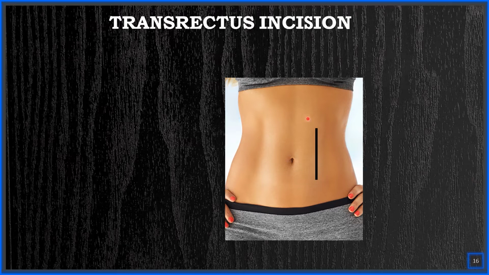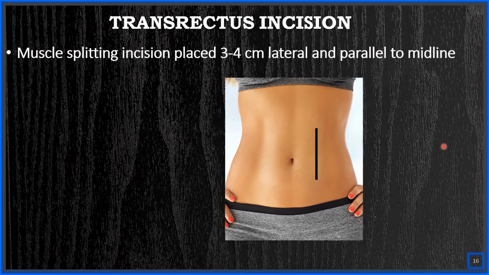The next incision is a TRANSRECTUS incision. From the name, we are going to cut through the rectus. So it is a muscle splitting incision, and it is placed 3 to 4 centimeters lateral and parallel to the midline.